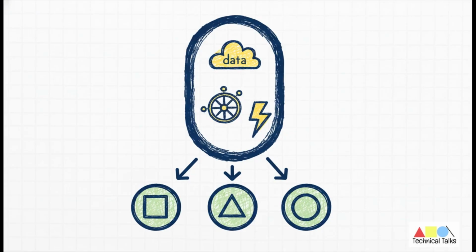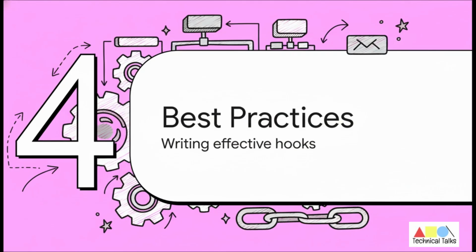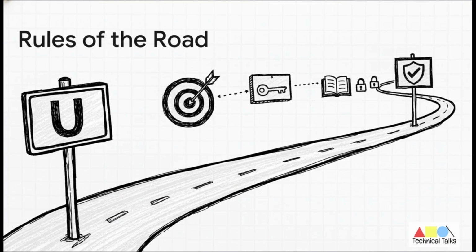All that logic, managing data, loading states, error states, is now wrapped up in one beautiful, self-contained, reusable function. Now, any component in our entire app that needs to fetch data can just call useFetch and get everything it needs. That is powerful. Okay, so now you know how to build a hook, but let's talk about how to build a good one. Following a few simple best practices will make your hooks way more maintainable and easy for others to use. All right, let's go over the rules of the road.